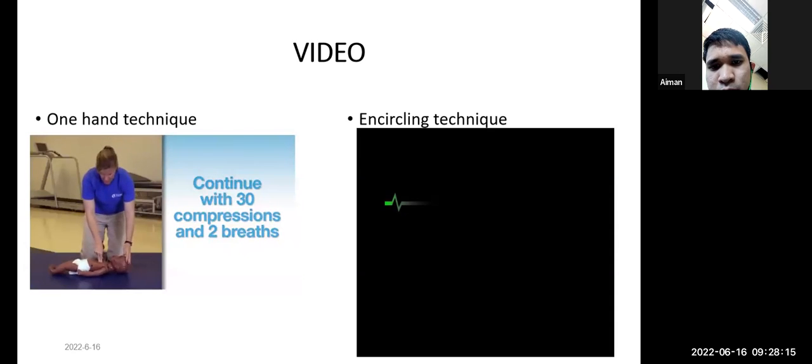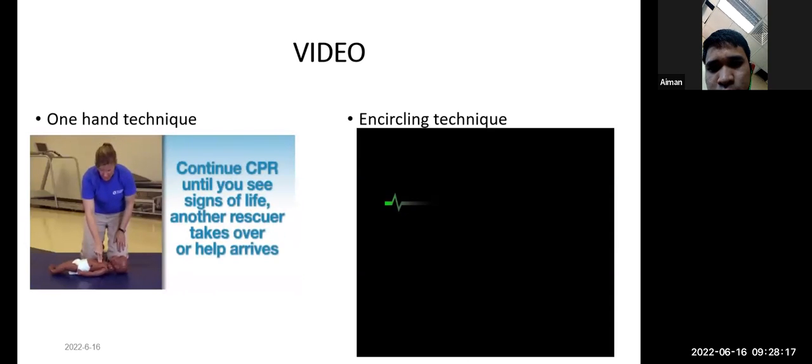Continue with 30 compressions, 2 breaths. Continue CPR until you see signs of life, another rescuer takes over, or help arrives.